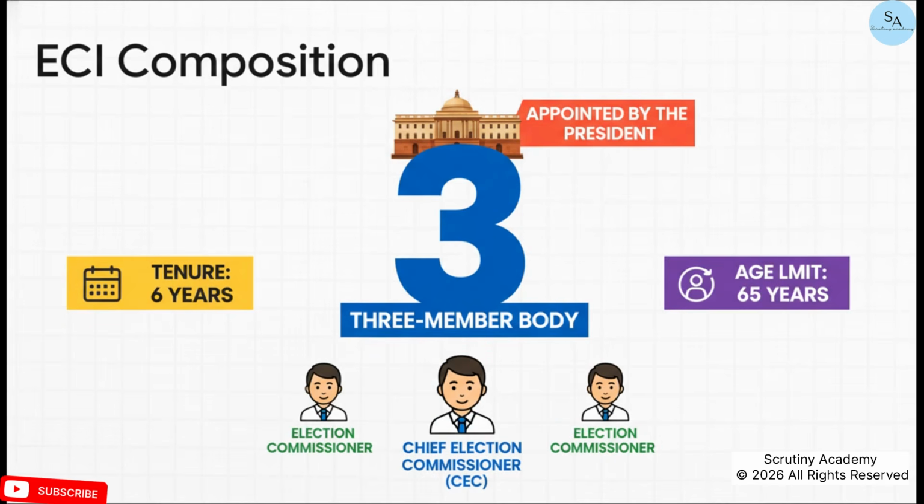So, who actually makes up the ECI? Well, since 1993, it's been a three-member body. Another key fact for you. You've got one Chief Election Commissioner, or CEC, and then two other election commissioners. The president appoints them, and they serve for a fixed term of 6 years or until they hit 65 years old, whichever happens first. Trust me, these numbers are prime material for MCQs.